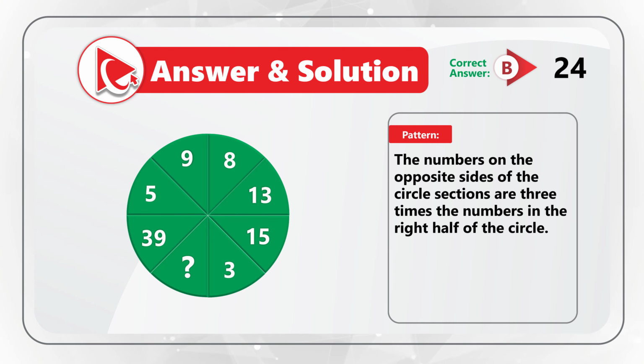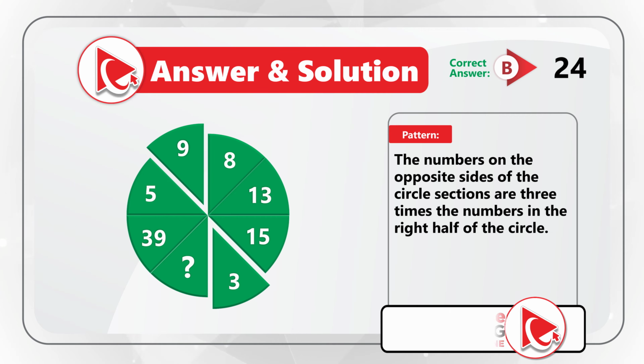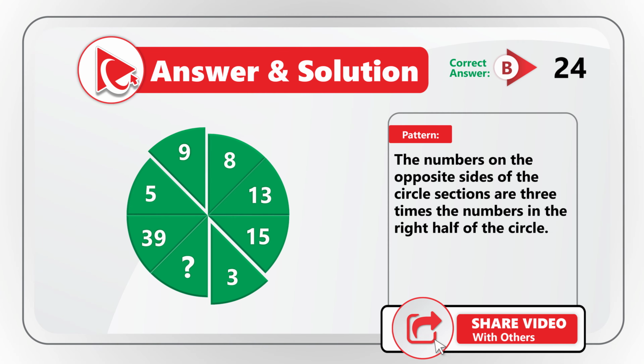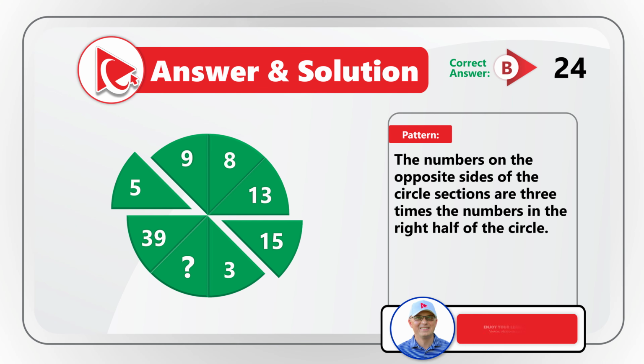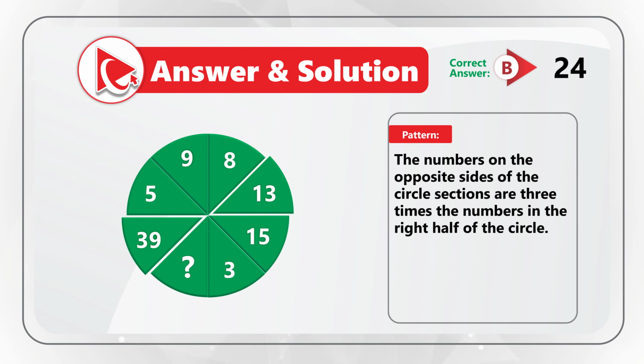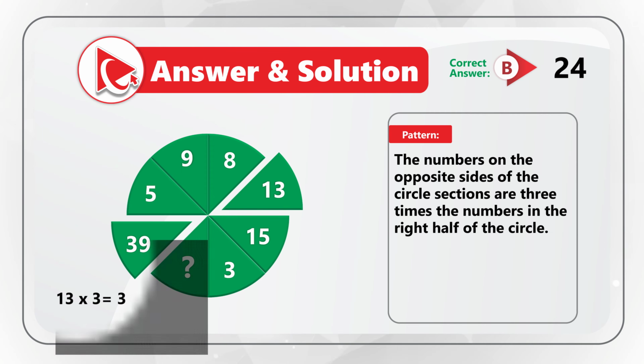For example, the numbers on the opposite sides of the 5 o'clock and 10 o'clock sections are 3 and 9. And 9 is 3 times larger than 3. The next set of numbers is 5 and 15. And 5 multiplied by 3 equals 15. The next set is 13 and 39. And obviously, if you multiply 13 by 3, you will get 39.